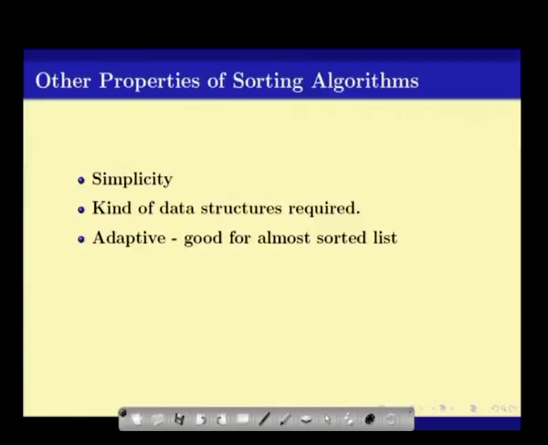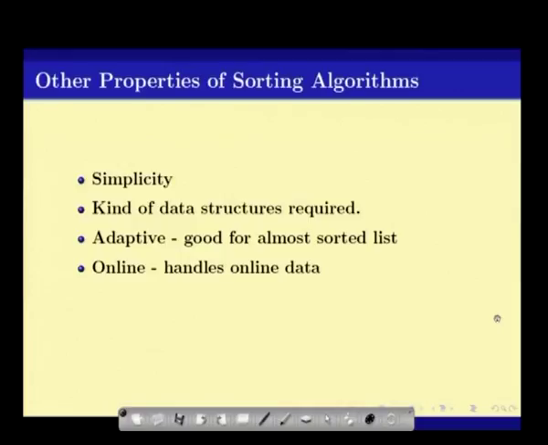Third is adaptiveness. That means, if I have a sorted list, or rather a list which is almost sorted, with just a few things out of place, can I have an algorithm that sorts it very quickly, or will I need a lot of time to sort it?